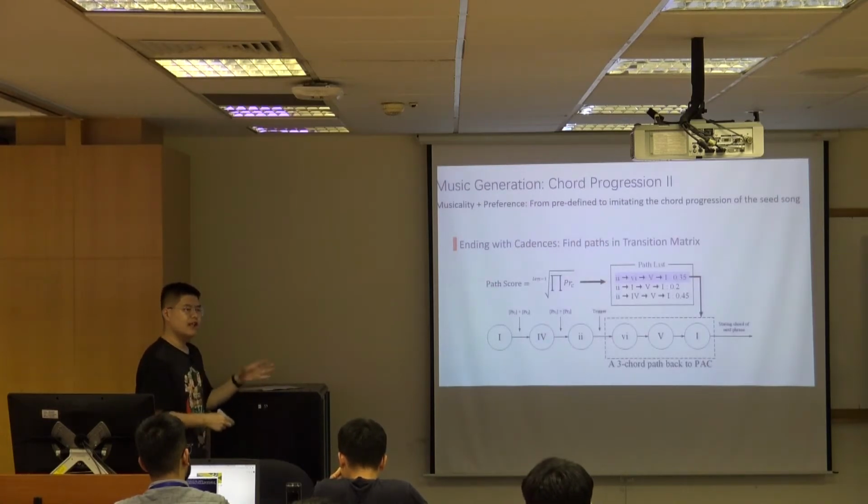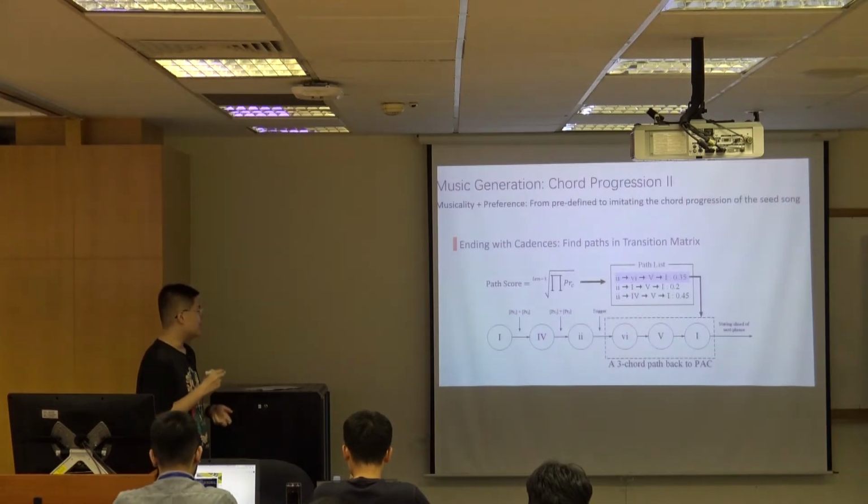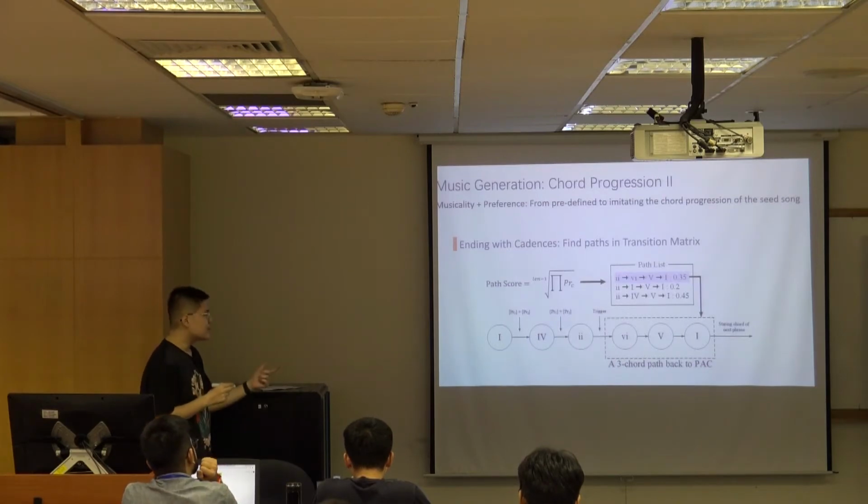So we want the generated chord progression to conform to the same cadences as the seed song. Here's how we do this: we enumerate all the chord sequences ending with a cadence, and we call them paths. Then we assign each path a score, calculated like this. It is the (length minus 1)th root of the product of the transition probabilities along the path. So now we have a list of paths and their corresponding scores.